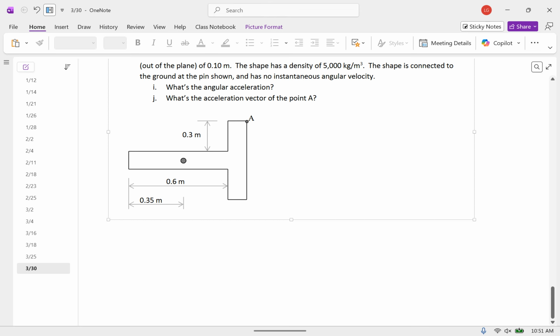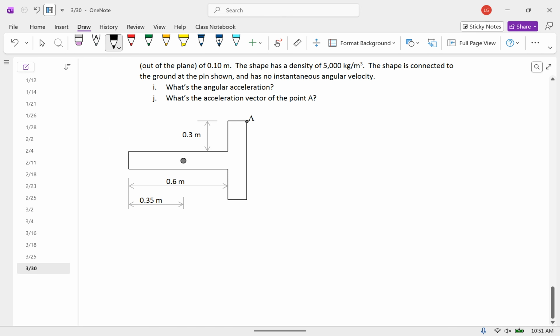So first, does this have a fixed point? Yeah, that middle point. Yeah, there's a fixed point at that pin. So A is at that pin.